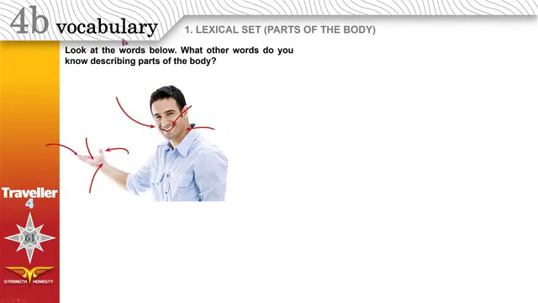4b. Vocabulary. In today's vocabulary video, we have 3 lessons in one, so please continue watching till the end. And we start with a lexical set. Lexical set means a group of words with the same topic, and the topic is parts of the body. Now look at the words below. What other words do you know describing parts of the body?